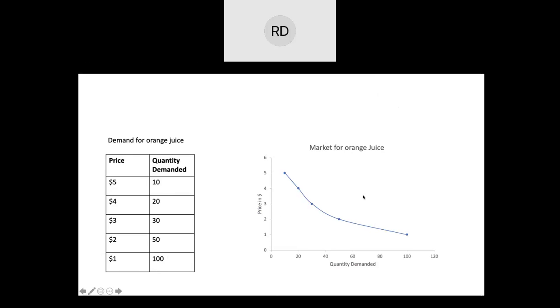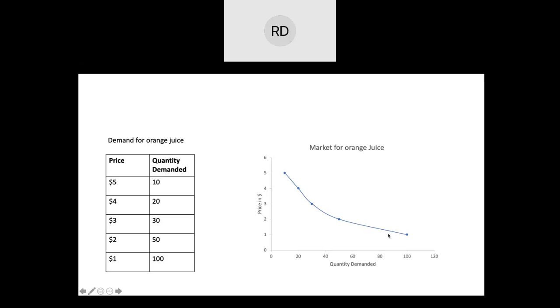So what we see is that the price is always on the y-axis of the chart, and the quantity is always on the x-axis, and the demand is always a down-sloping curve. This is really important. Don't be confused with the supply. The demand is always the down-sloping curve.